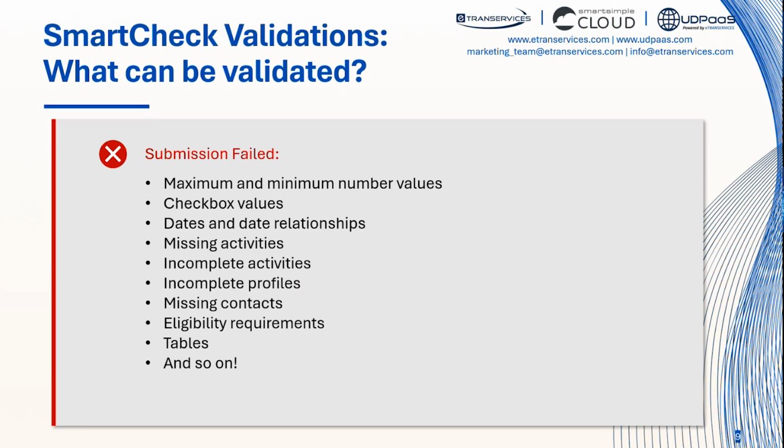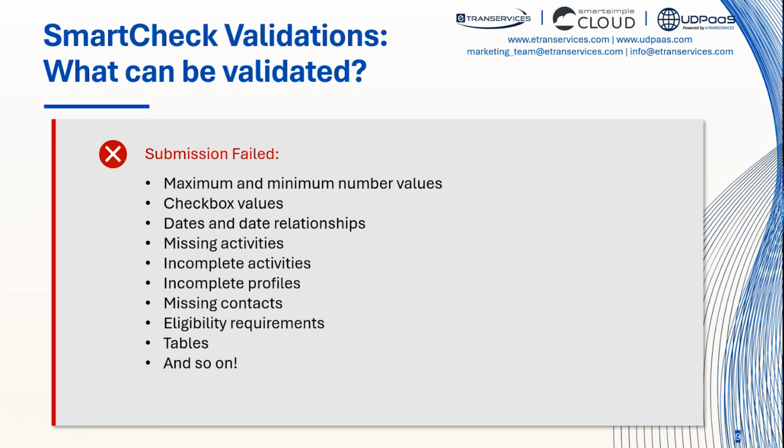Here's a couple of common examples of SmartCheck validations. Minimum and maximum number values, like a customized request amount threshold. Checkbox values, so maybe checking the number of values selected in a list or preventing a user from checking a box and then also checking none of the above at the same time. Dates and date relationships, such as checking if a deadline has passed or whether the end date is before the start date.